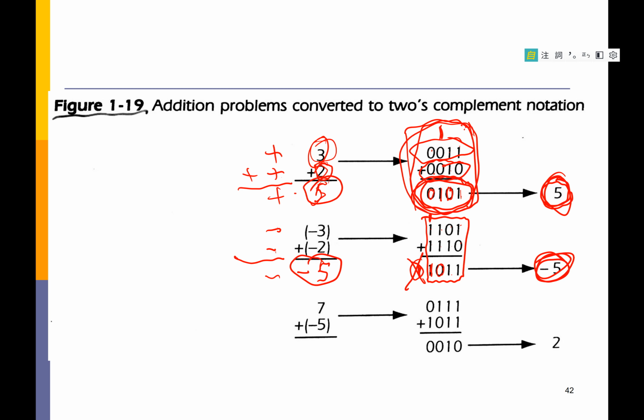Now, if we have a positive value plus a negative value, which is also easy, everybody knows the answer is 2. Now, in two's complement notation, 7 is represented by this. Minus 5 is represented by this. And we do binary addition. 1, 1 becomes 1, 0. So we carry 1 here. 1, 1, 1 we call 3, but we cannot represent 3 in the binary system. So in the binary system, we represent it as what? 1, 1. So this is the one on the right.